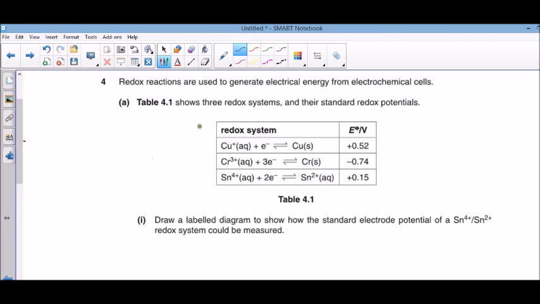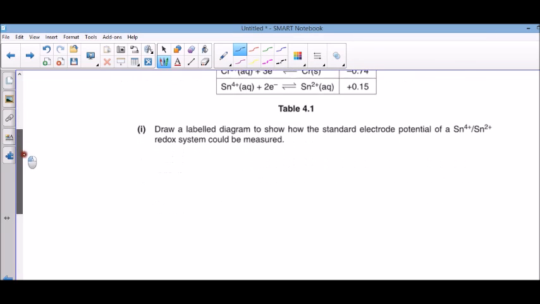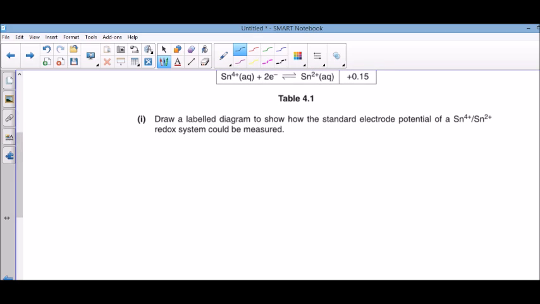Question 4 is about electrode potentials, and a nice starter to this one, which links back to what we were saying about the last question. The last question was worth 2 marks and took an awfully long time to get those 2 marks, and that might mean that you run out of time on nice, straightforward questions like this, which is worth 3, because all we're doing is drawing a labelled diagram to show how the standard electrode potential of one of these cells is measured. Remember, this means the hydrogen half cell.